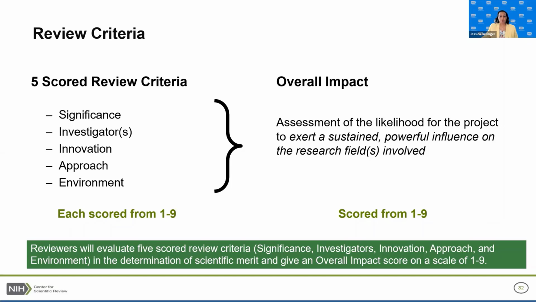The overall impact score is based on the criterion scores using the NIH scoring scale of 1 through 9. Equal weight does not need to be given to each criterion. The overall score is not an average of the scored criteria. Next slide.